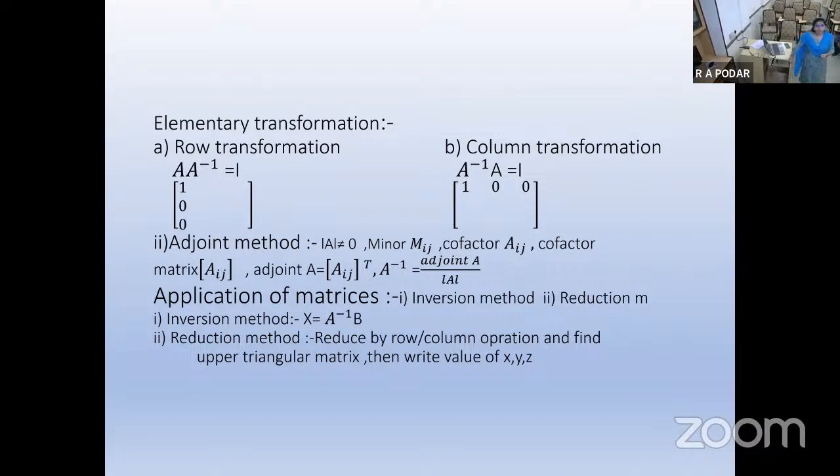If it is given adjoint method, आपको adjoint method अप्लाई करनी है या उससे रिलेटेड भी कभी क्वेश्चंस आते हैं, फाइंड कोफैक्टर मैट्रिक्स या जस्ट फाइंड adjoint A, तो यहाँ पर ये स्टेप्स आपको अप्लाई करने हैं. For inverse, we will first write determinant A is not equal to 0. Find minor value, find cofactor value, find cofactor matrix, and then adjoint A, and then write A inverse formula.